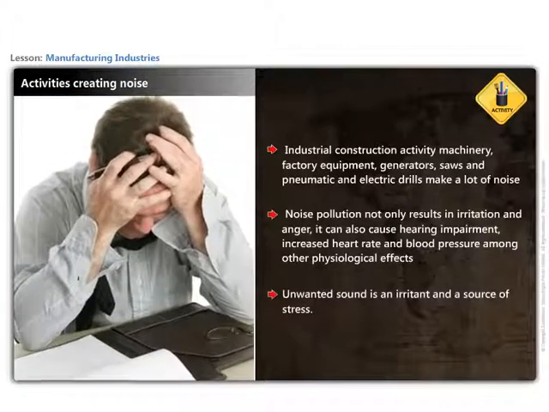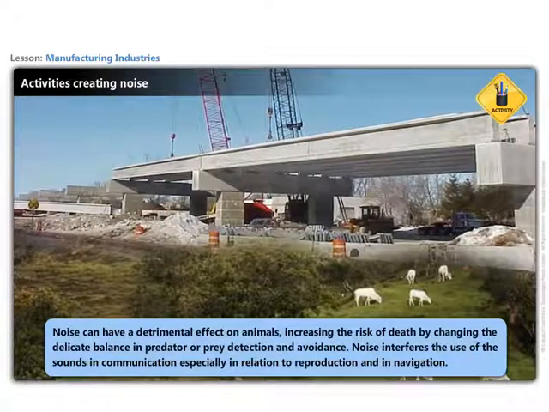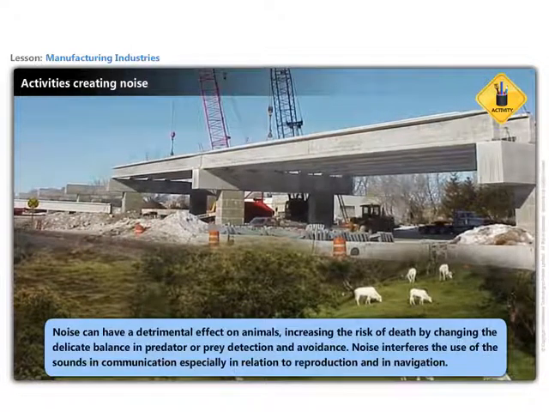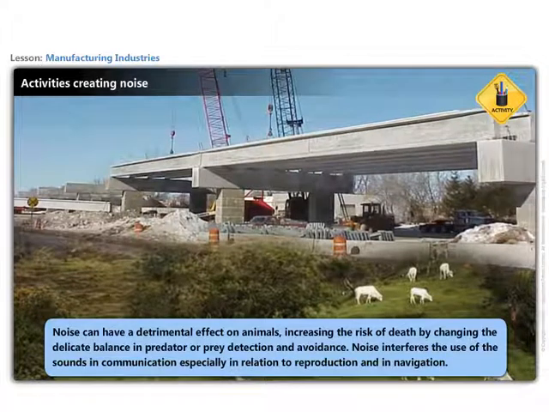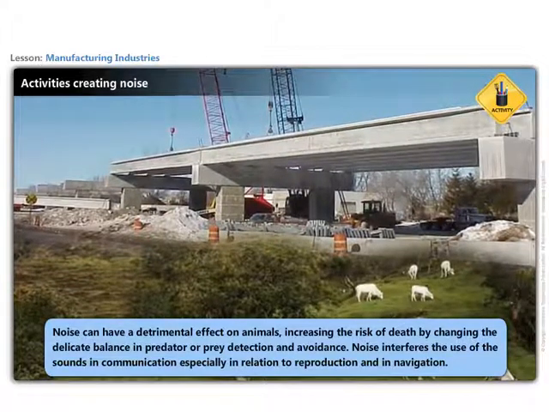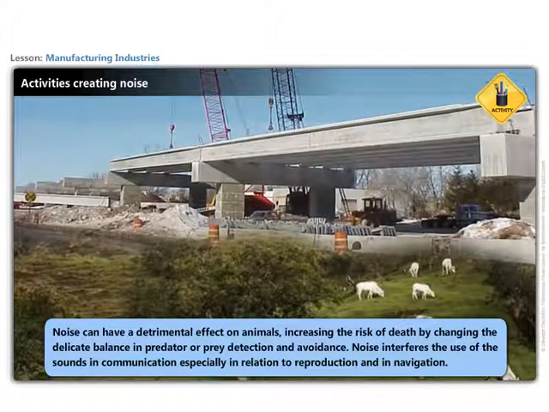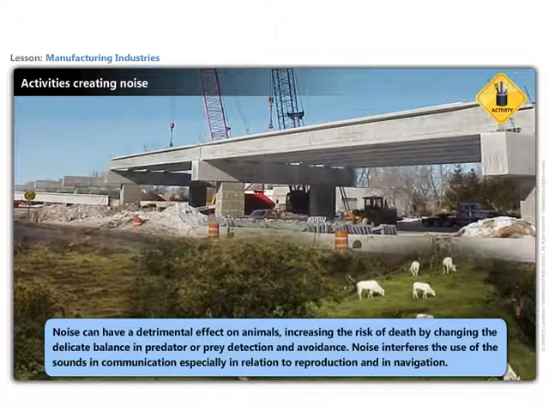Unwanted sound is an irritant and a source of stress. Noise can have a detrimental effect on animals, increasing the risk of death by changing the delicate balance in predator or prey detection and avoidance. Noise interferes with the use of sounds in communication, especially in relation to reproduction and in navigation.